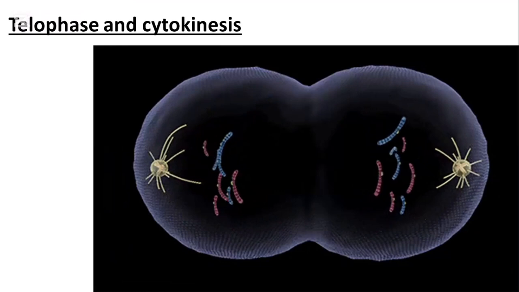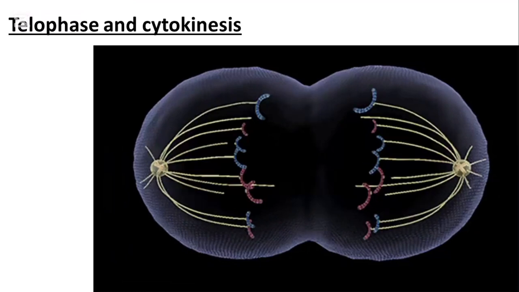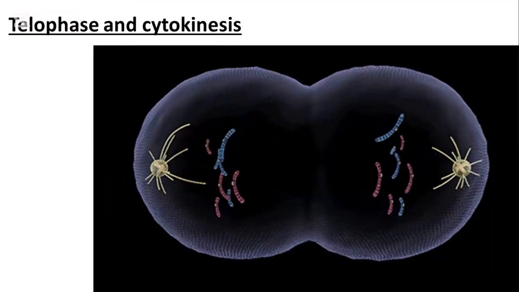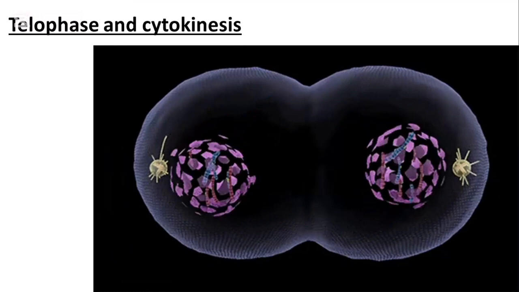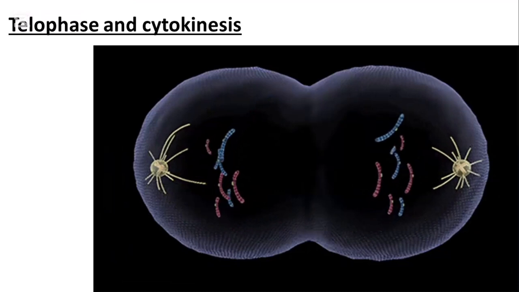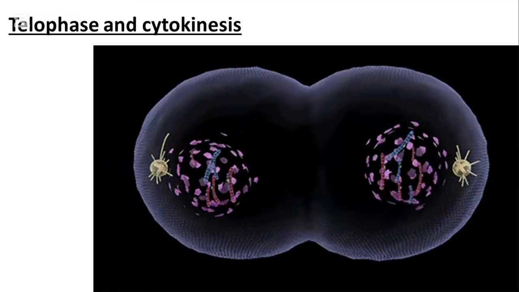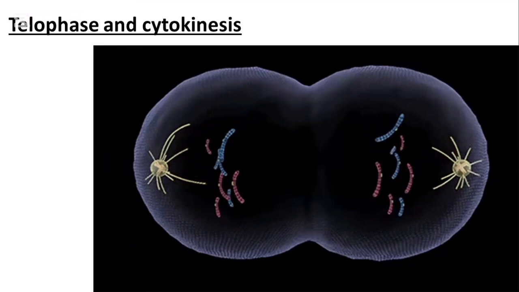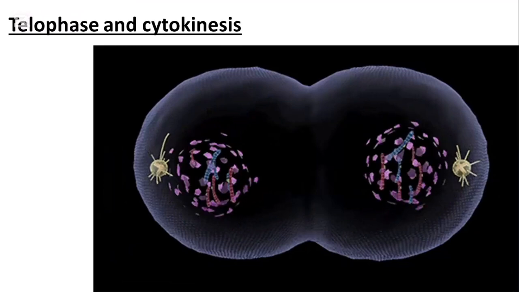In telophase, chromosomes decondense back into chromatin, the nuclear envelope reforms around the two sets of chromosomes, and spindle fibers disassemble. Telophase is just the reversal of prophase. All the changes that occur in prophase will be reversed in telophase. After that, the cell will divide. Division of the cytoplasm will occur.